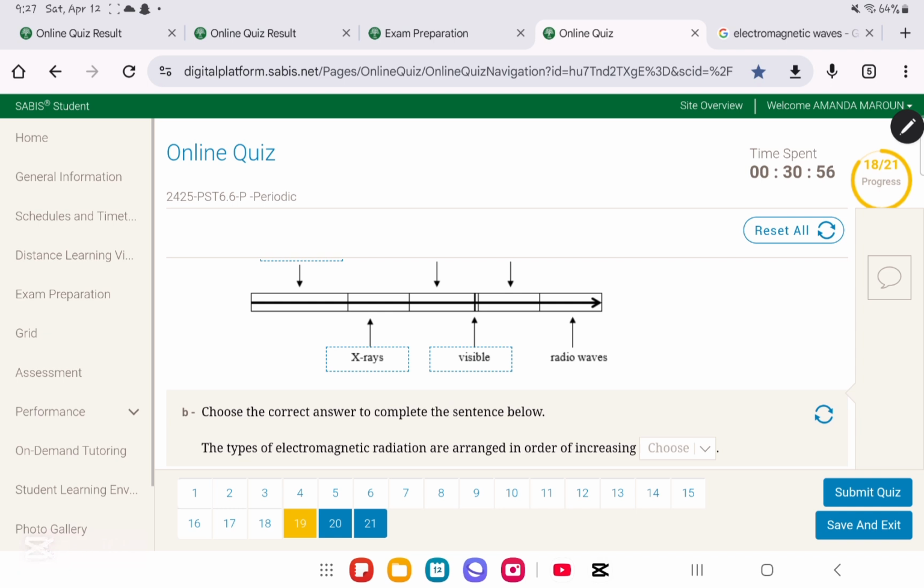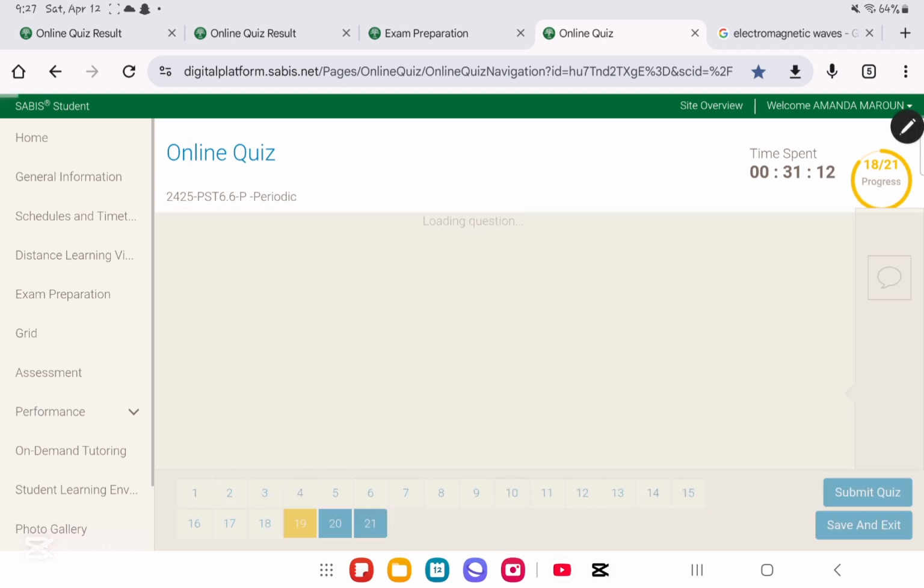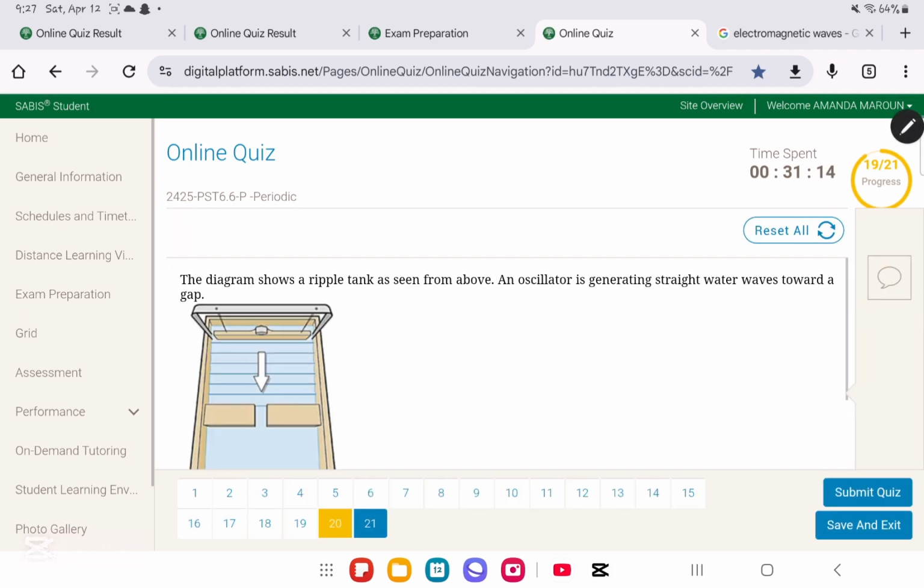Now choose the correct answer to complete the sentence below. The type of electromagnetic radiation are arranged in order of increasing wavelength. Because as you can see, it is going towards the right. So the more you go to the right, you will see it's going towards the radio waves. And you can see that definitely the radio waves have the greatest wavelength.